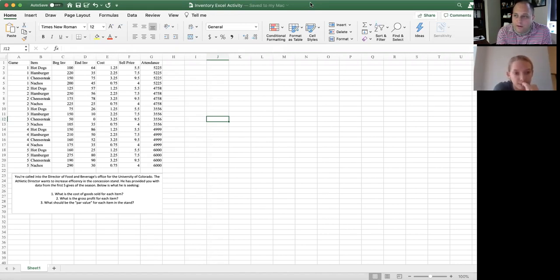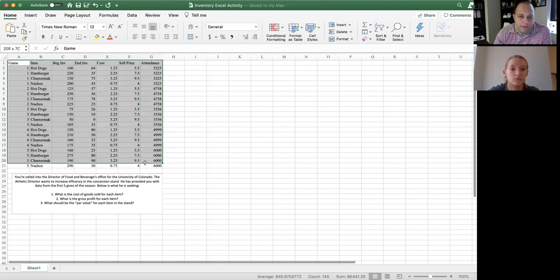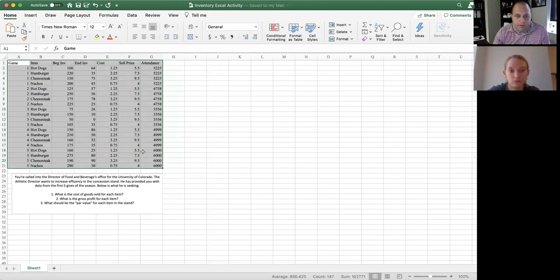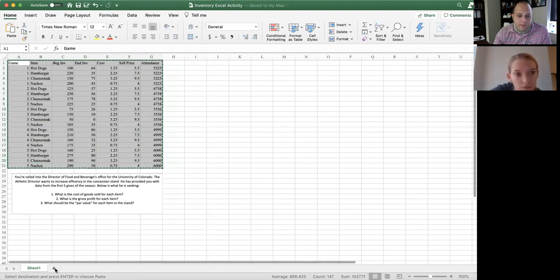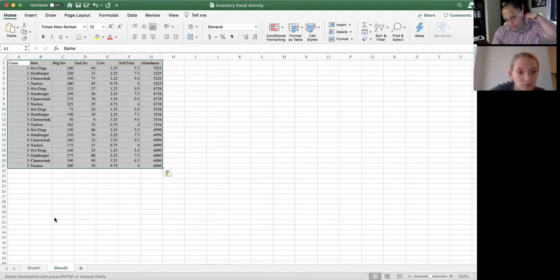We're trying to figure out our cost of goods sold, what's our gross profit, and what should our par value be for each. So here's our data, and what we're going to do to really move forward with this is we are going to highlight all of our data, copy it, and let's go to another sheet because it has questions on it, and we'll paste.